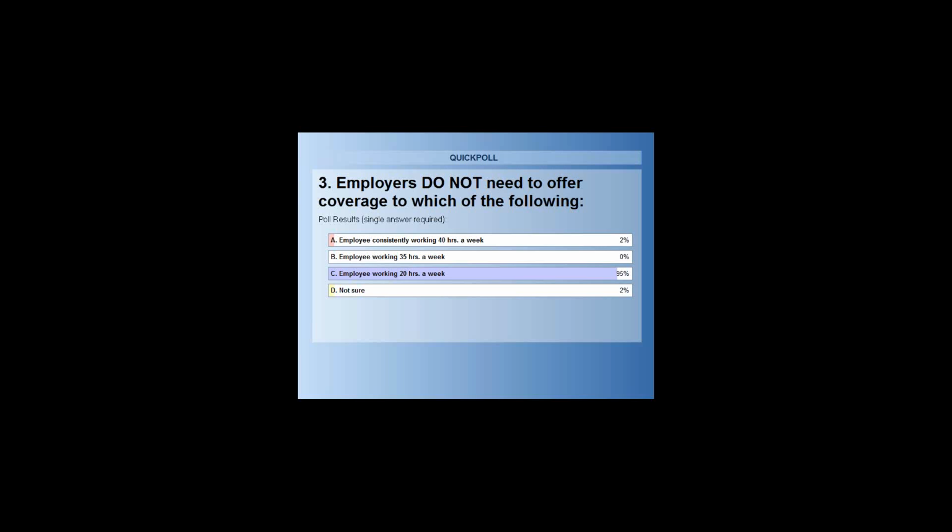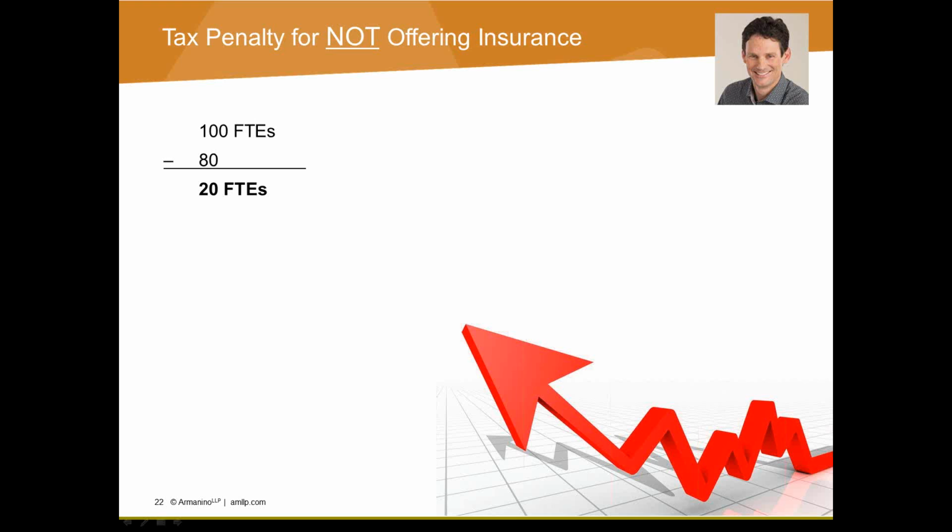All right. Now that was a question that everyone could get. Yes, the correct answer is C, 20 hours a week. As you recall, to be considered a full-time employee is based on 30 hours a week. So let's go through some penalty examples.